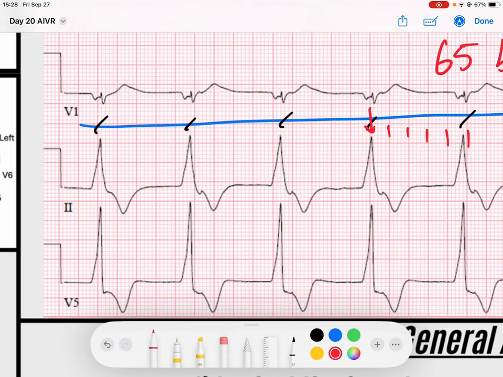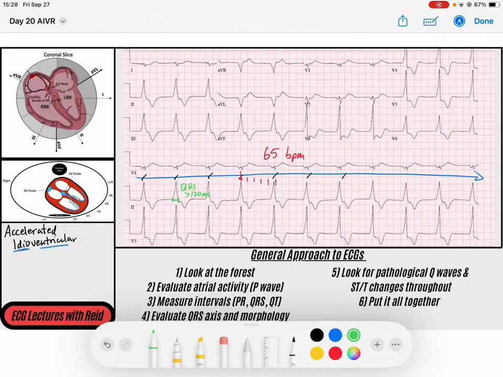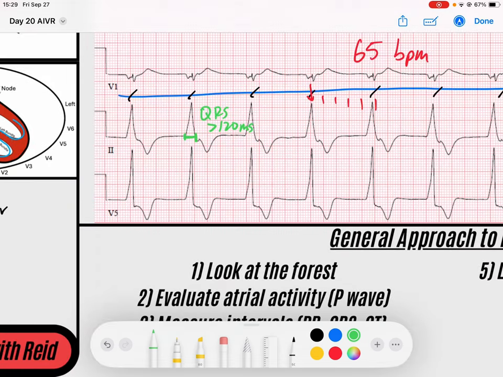But I notice that my QRS complexes are very wide. We have a wide QRS. Remember, this means my QRS is greater than 120 milliseconds, or three small boxes. And so I'm like, well, maybe this wide QRS is a bundle branch block, right? Maybe this is just a sinus rhythm with a bundle branch block. But I look in front of my QRS complexes, and I don't see P waves, right? So it doesn't seem like P waves are driving this rhythm.